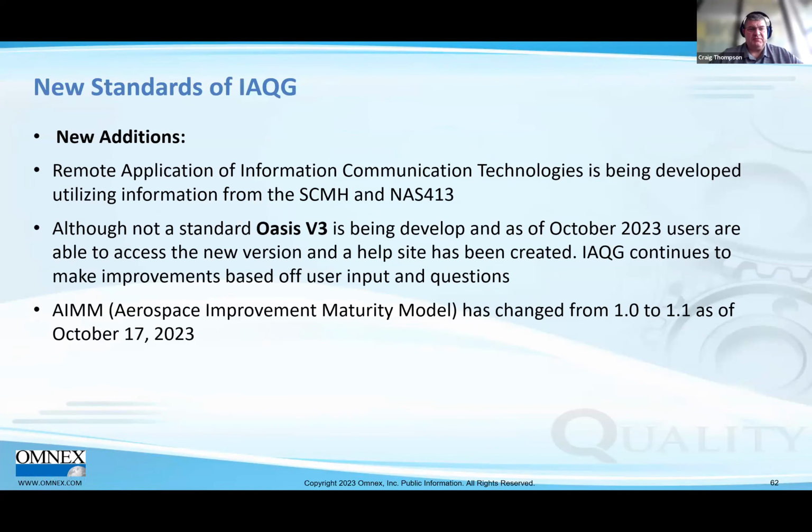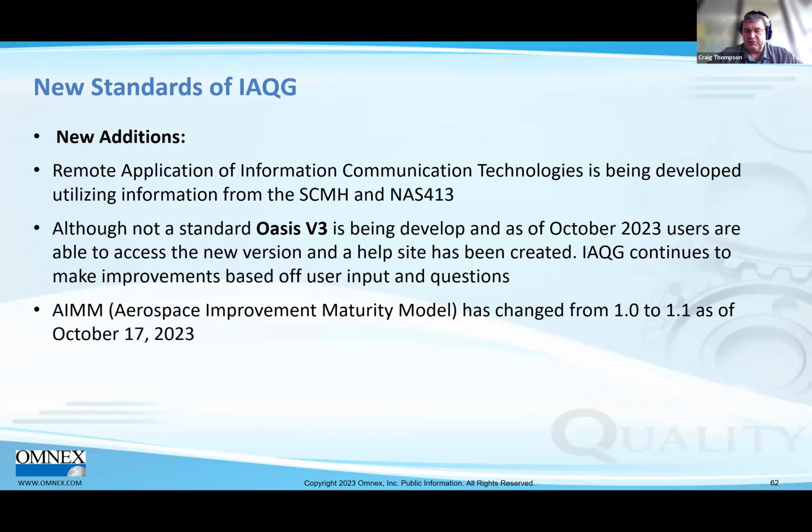Yep. These are just some new additions. Like I said, remote application of information communication technologies. That's the standard we're actually writing around that section of the Supply Chain Management Handbook. There's also a new version of OASIS that's out. Version 3 is being developed. It was released in October 2023 to a few suppliers, not all of the supply base within aerospace. They are trying to work out some of the bugs currently on how to upload information and different things like that. And then the other big one is AIM, right?